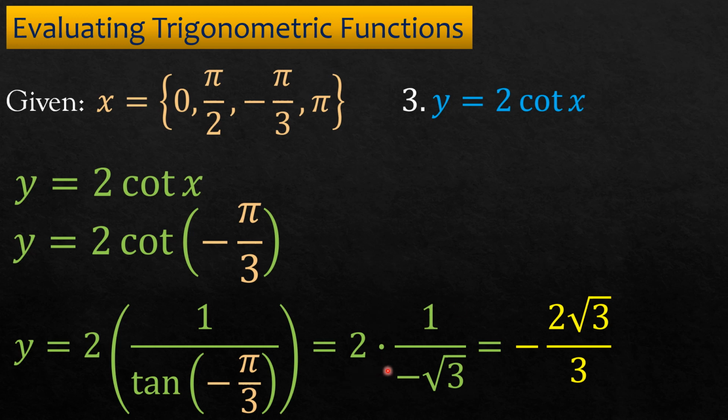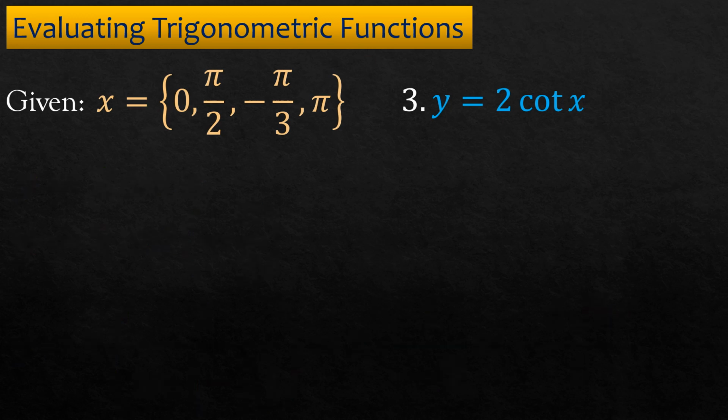So 2 times 1 over negative square root of 3. Again, because 1 over negative square root of 3 is already negative square root of 3 over 3, multiplying that by 2 will give you negative 2 square root of 3 over 3. So that is the final answer.